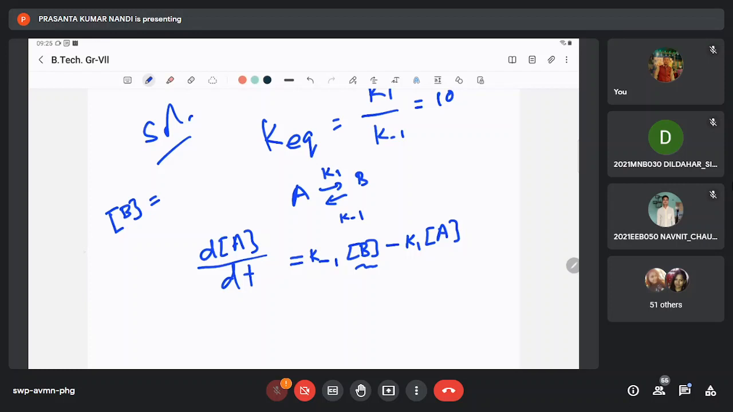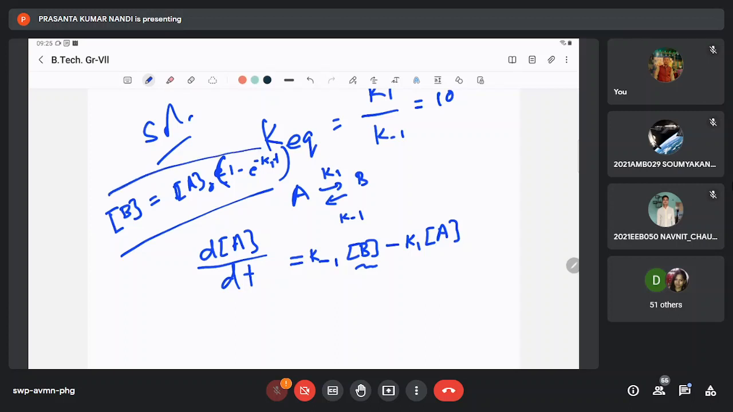V naught into e to the power A naught, right? A naught into e to the power minus k1 t, A zero into 1 minus e to the power minus k1t. Is it? Can we write like this?